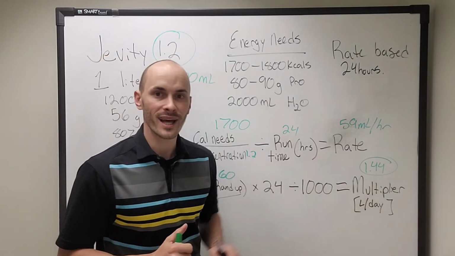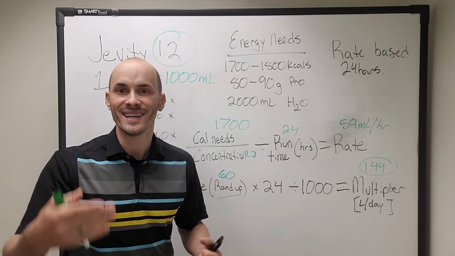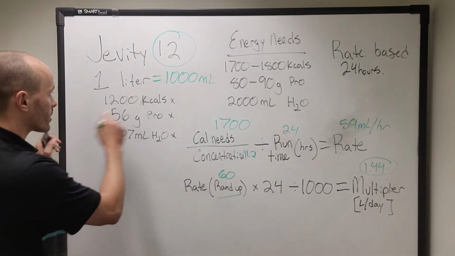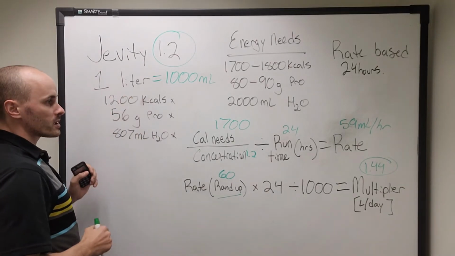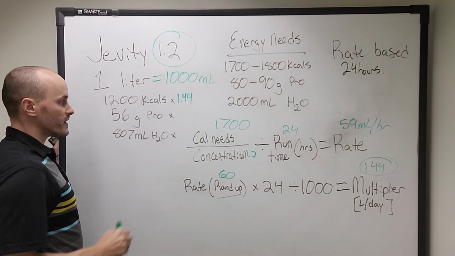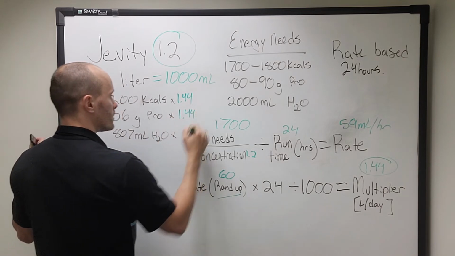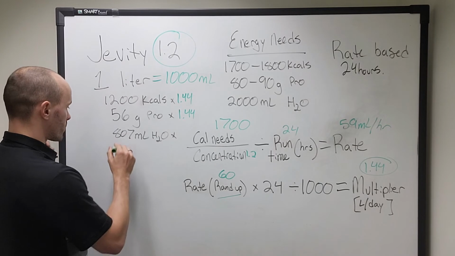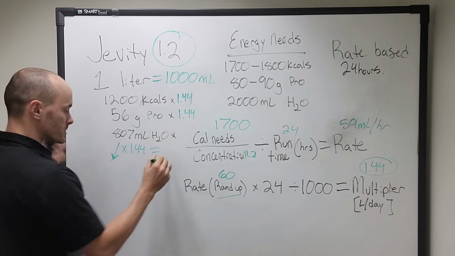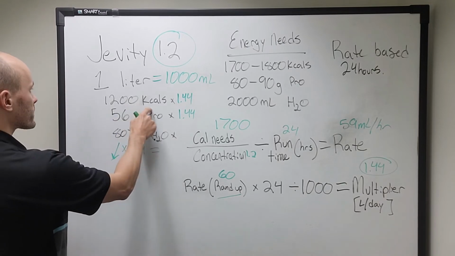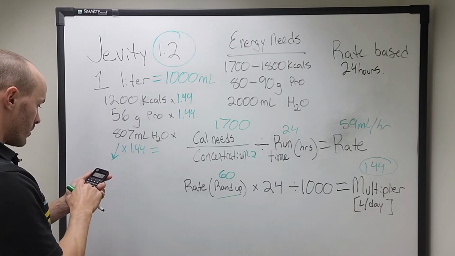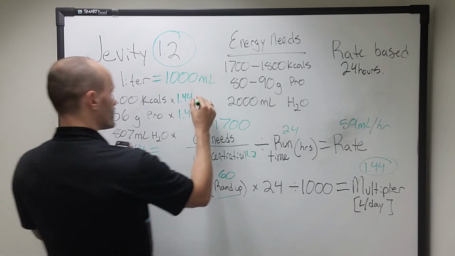And what we do is we take that 1.44 and we plug it into our formulary. So up here, 1,200 calories per liter is what our formulary tells us. We're going to multiply that by 1.44. They also get 56 grams of protein. 1.44 and 807, we're going to drag this down. 807 times 1.44. So let's do the math on that. 1,200 calories per liter, but they're getting 1.44 liters. So multiply that.